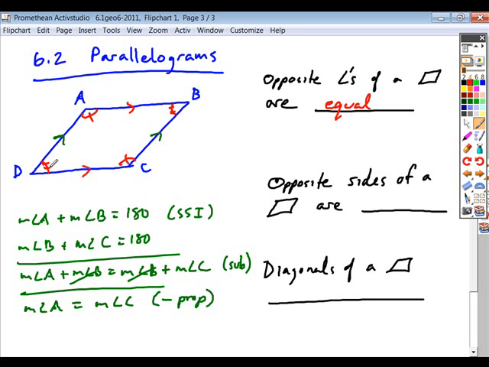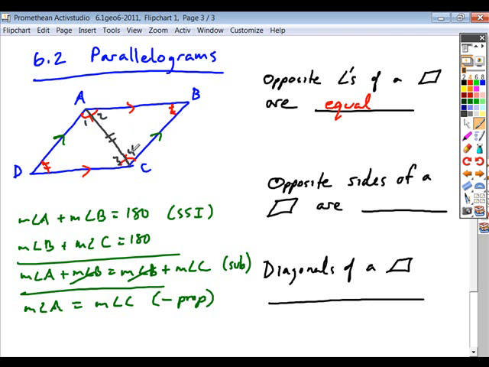Okay. Now, if we were to draw in a diagonal in this parallelogram, so let's say we draw in AC. Okay. We now split this parallelogram into two triangles. Those two triangles share side AC. Well, the fact that AD and BC are parallel to each other means if I were to label these angles 1, 2, 3, and 4, what do you know about angle 1 and 4?